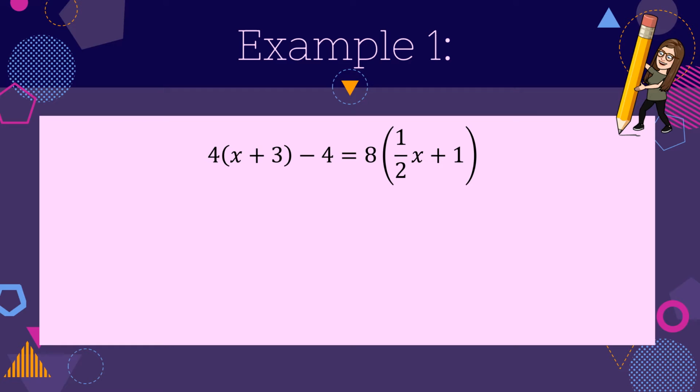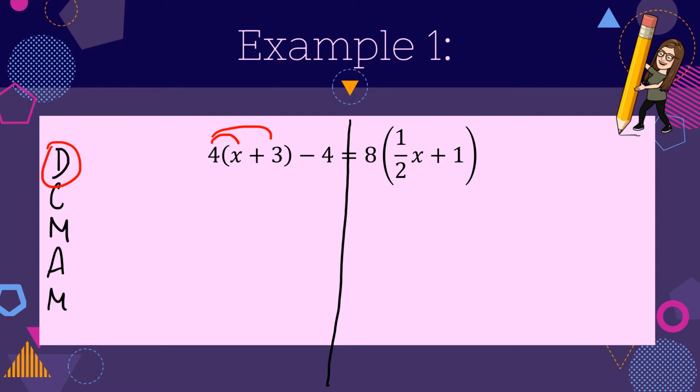Let's go through a few examples to show this in writing. So we're going to follow our 5 steps that we've been working on. So again, if you need your previous videos, make sure you check that out. Let's start off with distribution. I have 2 sets of distribution. So here I arrive at a 4x plus 12, and here I arrive at a 4x plus 8. I didn't use the minus 4, so it falls down.